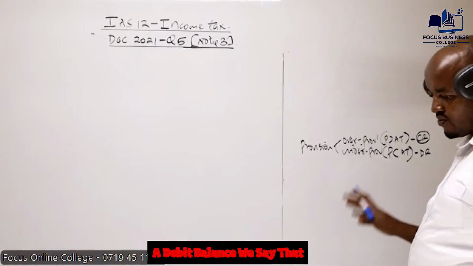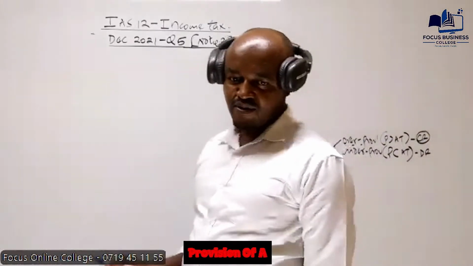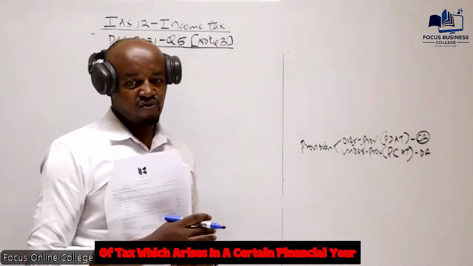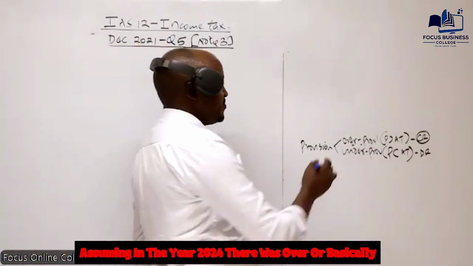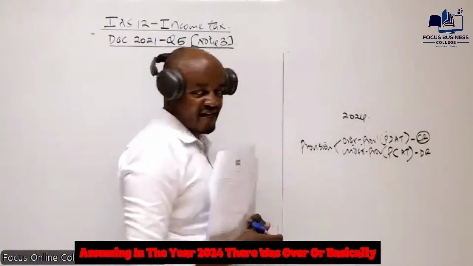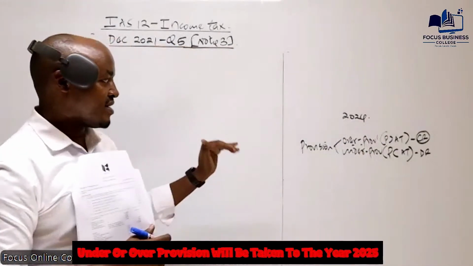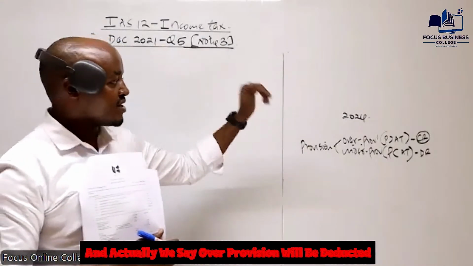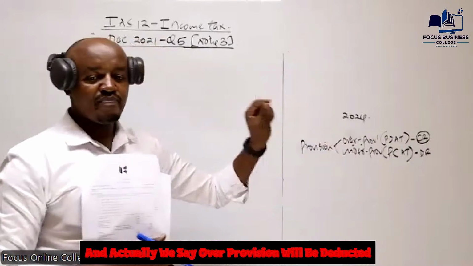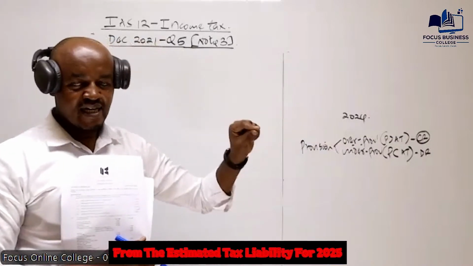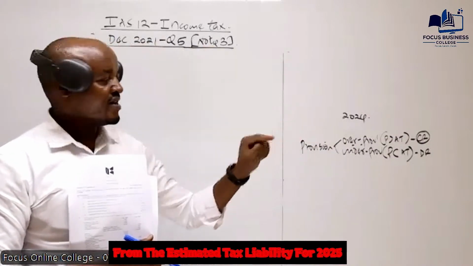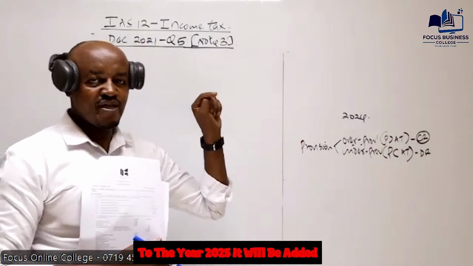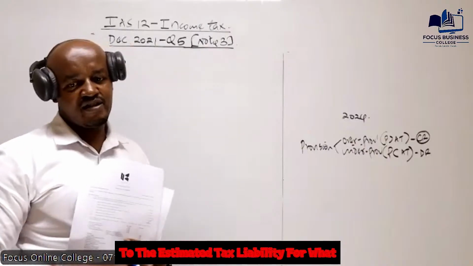We say that whether it is an over or under provision of tax which arises in a certain financial year, assuming in the year 2024 there was over or under provision, this will be taken to the year 2025. Over provision will be deducted from the estimated tax liability for 2025. If it is under provision, still it will be taken to the year 2025. It will be added to the estimated tax liability for what? For the year 2025.